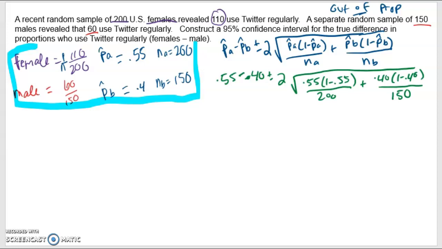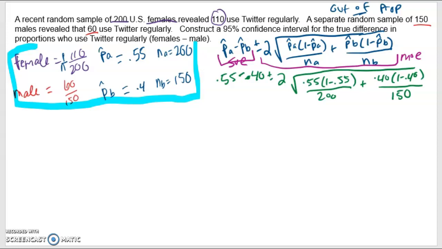So if you accidentally put 0.40 in the first spot, no matter what, you're adding it together, so it's the same thing. It only really matters when you're doing the single value estimate. So again, this first part before the plus or minus, that's your single value estimate. The second part after, the whole thing including the 2, is your margin of error.